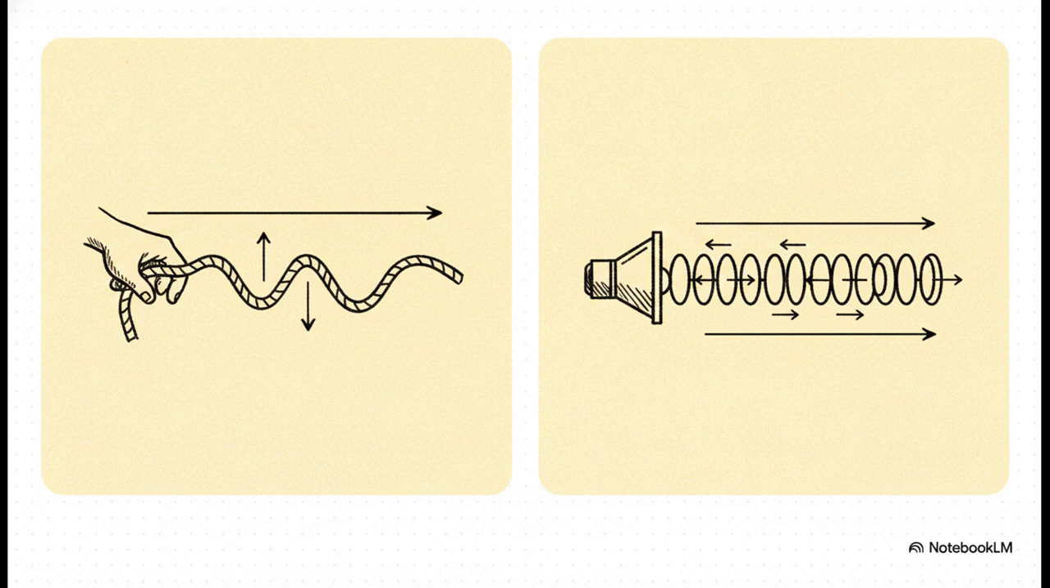On one hand, we have transverse waves. This is where the particles move perpendicular to the energy transfer. Again, think of that up and down flick of a guitar string while the wave itself shoots horizontally straight down the neck. On the other hand, we have longitudinal waves, where the particles move parallel to the energy. They pulse forward and backward. Think of a sound wave physically pushing air molecules together and then pulling them apart in the exact same direction that the sound is traveling.